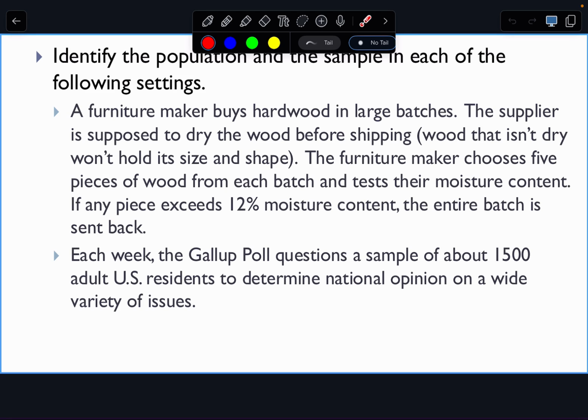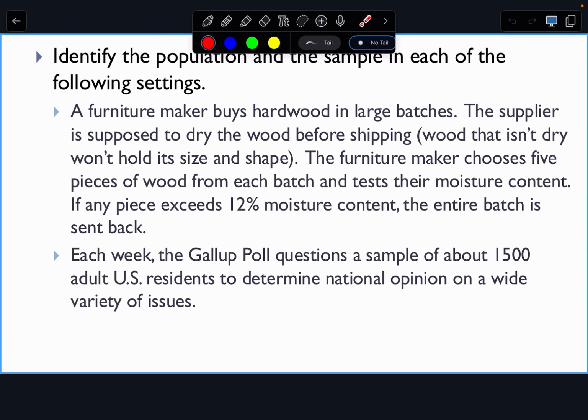The 1,500 adult U.S. residents, right? Now, as soon as they describe the sample to me, so that's what the sample is, those 1,500 adult U.S. residents, in most instances then, the population of interest would simply be switching that 1,500 to the word all. So they're selecting 1,500 adult U.S. residents. We're trying to take that information and we're most likely trying to generalize that to all adult U.S. residents.